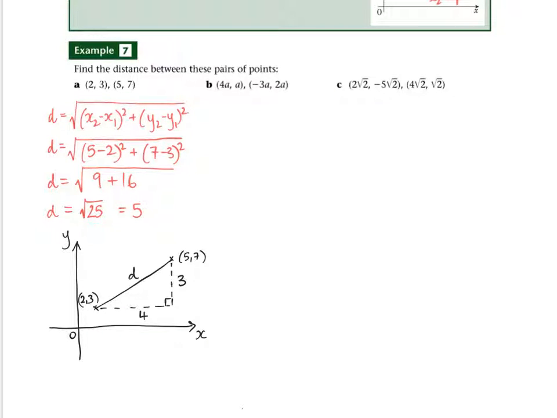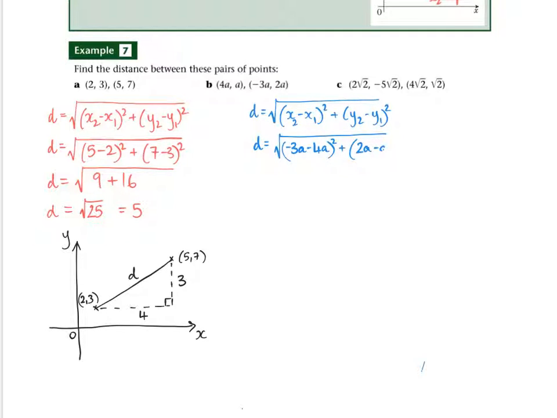Looking at part B, just a little bit of algebra going on. So same thing again, d is equal to the square root of x2 minus x1 all squared, y2 minus y1 all squared. So d is equal to the square root of, right, we'll take minus 3a minus 4a all squared, plus the y's are going to be 2a minus a all squared.